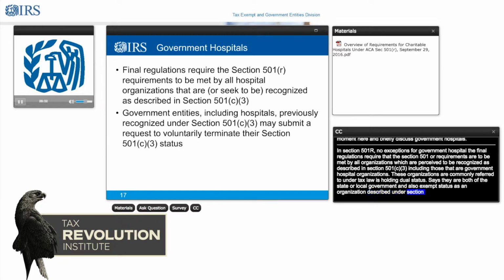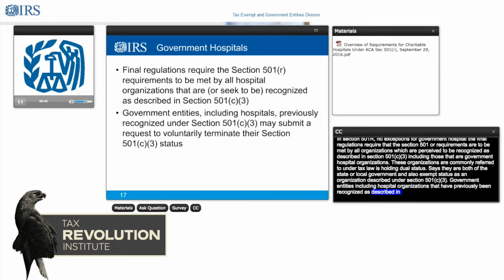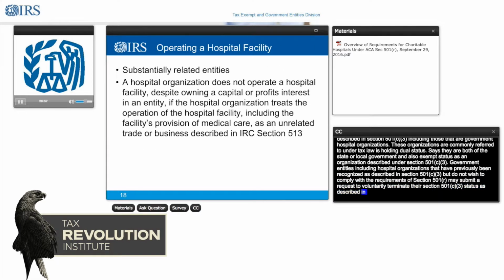However, government entities, including hospital organizations that have previously been recognized as described in Section 501c3, but do not wish to comply with the requirements of 501R, may submit a request to voluntarily terminate their Section 501c3 status as described in Section 7.414 of Rev Proc 2016-4. And with that, Cheryl is going to talk a little bit about what it means to operate a hospital facility. Cheryl?